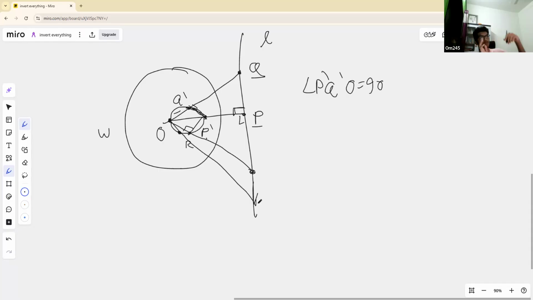And if you consider the point at infinity on this line, it should map to O. This is kind of hard to see, but infinity maps to O basically. So the line will map to the circle, and because this is an involution, A maps to A dash and A dash maps to A.